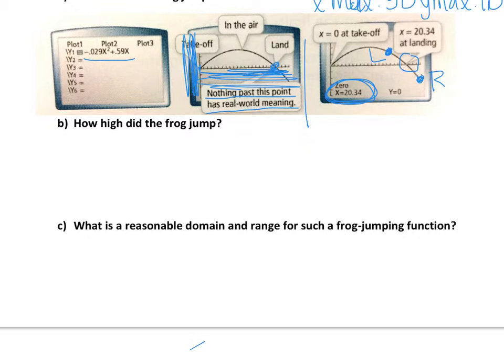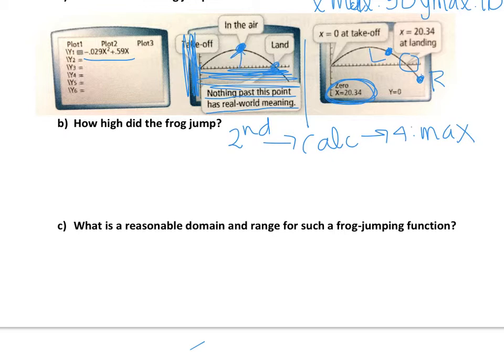So that is the distance that he traveled in one jump, 20.34 feet. Now, part B says, how high did the frog jump? So this one, what we're going to do is you say second, calculate. We want to choose the maximum. So option 4, max. Because what we want to know is this peak right here. How high did he go up off the ground?